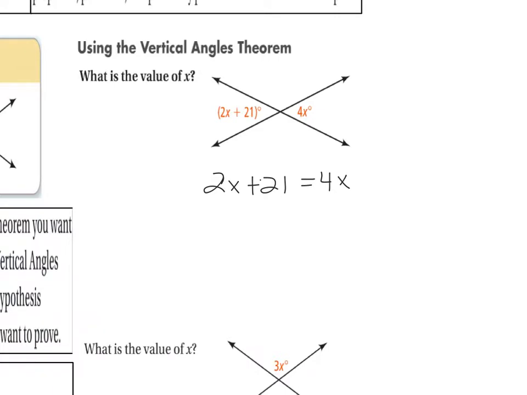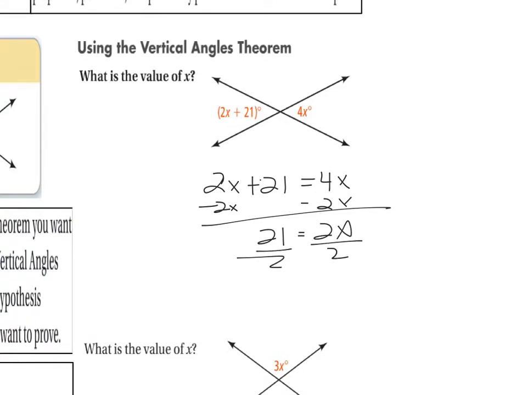So I'm going to subtract 2x from each side. And then I've got 21 equals 2x. And then I'm going to divide by 2. And x is going to be, in this case, 10.5.